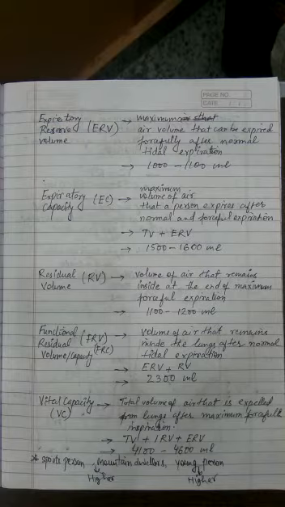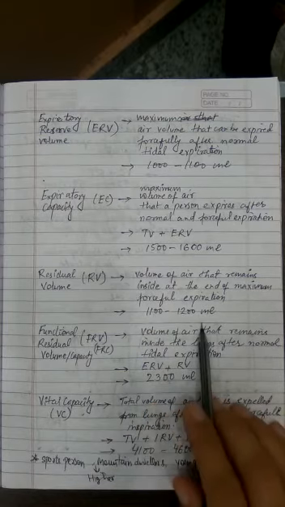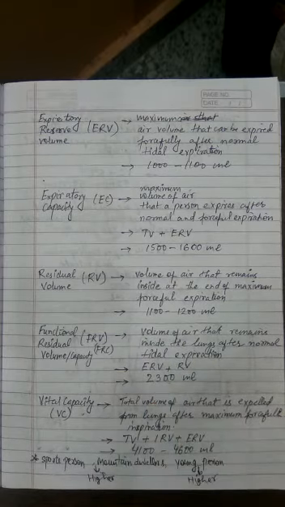The volume of the air that remains inside the lungs at the end of the maximum forceful expiration, because there is some amount of air which we can really never throw outside of our lungs. So even after forceful expiration, some amount of the air will definitely remain inside. So the volume of the air that remains inside, even which could not be moved out by maximum forceful expiration, so that volume of the air is 1100 to 1200 ml, or 1.1 liter to 1.2 liter.